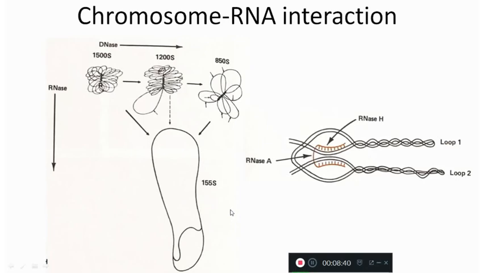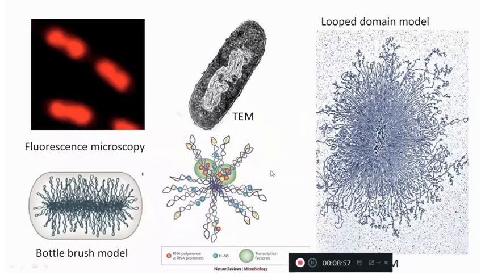So this proves that these looped domains are further supercoiled. They form secondary structures, and they are held in the center by some RNA molecules also, along with the proteins that we will talk about.